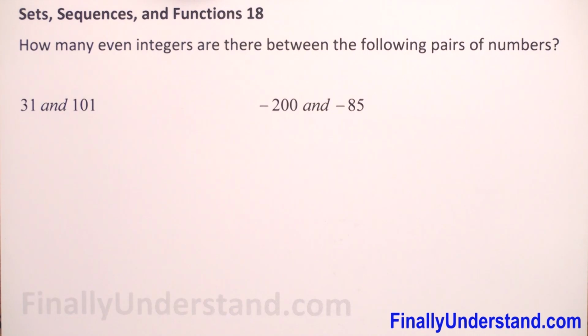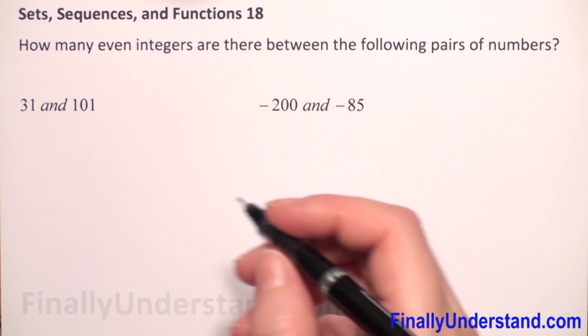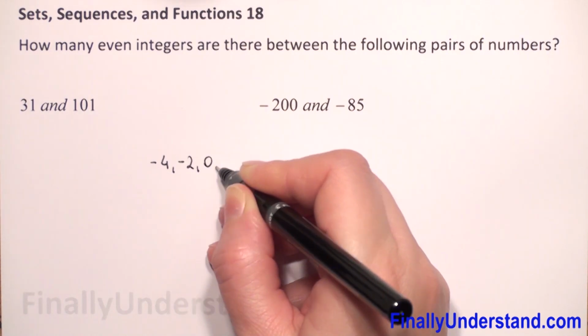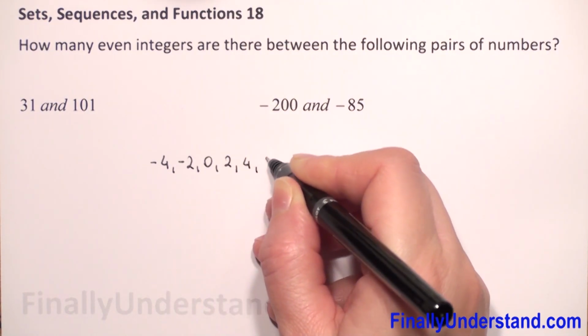We have to find how many even integers there are between the following pairs of numbers. When we have the word between, it means we have to include both ends of the range. And what else? An integer is even if it's twice some integer. So we know that integers are whole numbers including 0 and negative values. So even integers will be -4, -2, 0, 2, 4, 6.